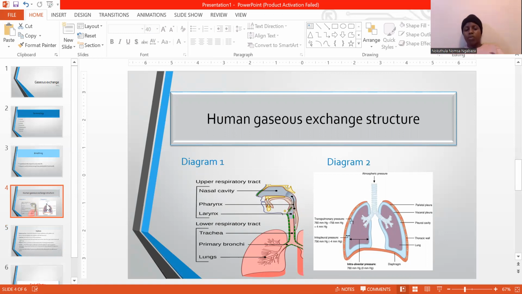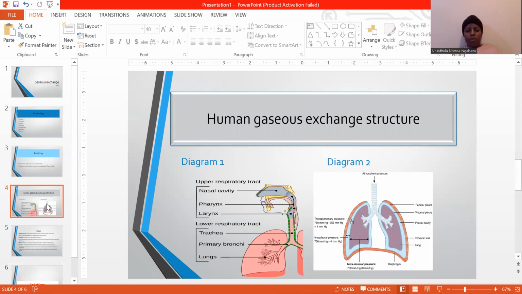When it comes to the larynx, we said the larynx consists of the vocal cords. The air has to pass over these cords so that a sound is produced. After the air passes your bronchi, you are now going to have your lungs, which are shown in the diagram there.